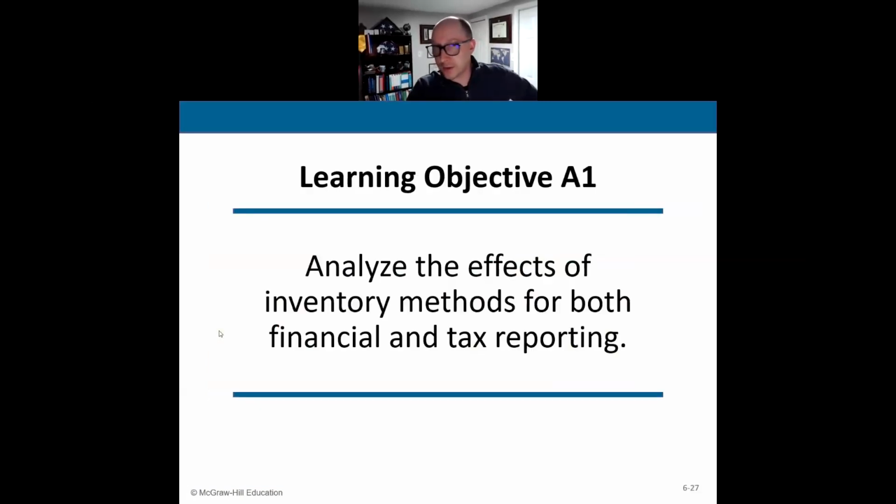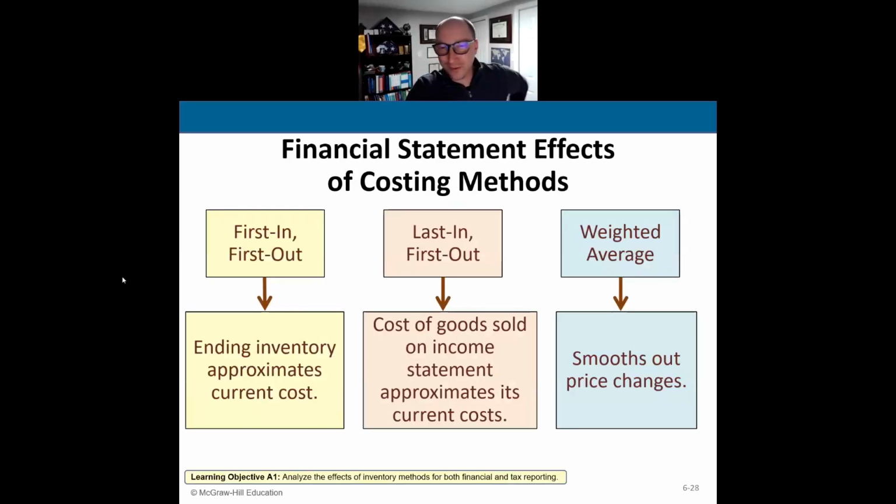As I mentioned, there's a reason why a business selects one of these three, and it's usually for taxes, right? So in comparing the three, we know that first in, first out, depending on what we're selling, Tanika, might be perishable goods. We're going to use that one. Inventory approximates the current costs for first in, first out. That's oftentimes why you see a restaurant update their menu pricing on a regular basis, because they're probably using first in, first out for their inventory cost.